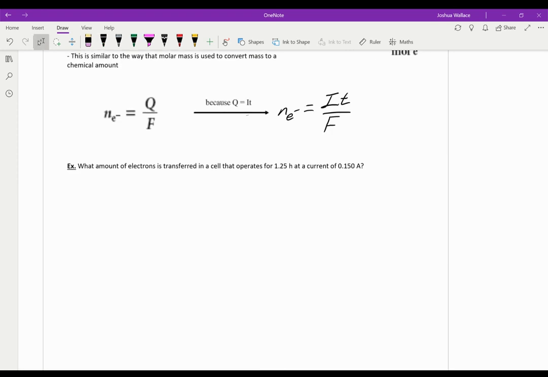So we have another example here: what amount of electrons is transferred in a cell that operates for 1.25 hours at a current of 0.15 amps? All right, I'm going to take some shortcuts here regarding my calculations for time, but if you have any questions about that, let me know. So my time is 4,500 seconds.